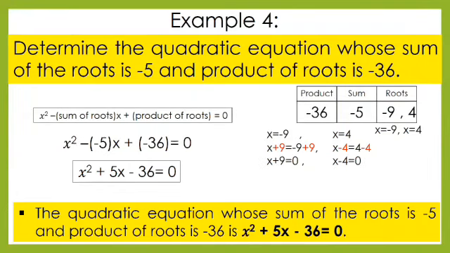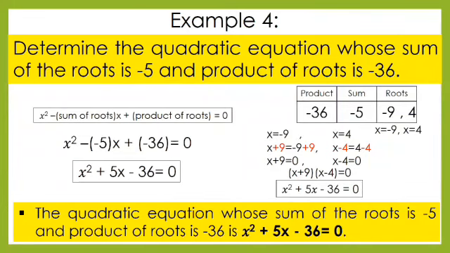Simplify, we get x plus 9 equals 0, while on the other hand, x minus 4 equals 0. Then, we use the zero product property. We multiply x plus 9 and x minus 4, then equate to 0. We use the FOIL method in finding the product of x plus 9 and x minus 4.